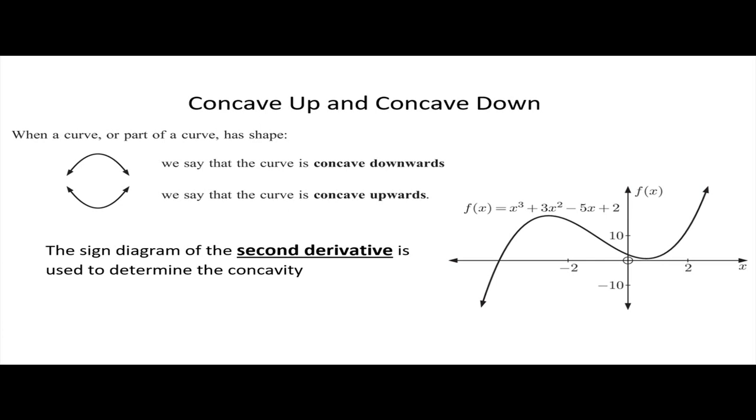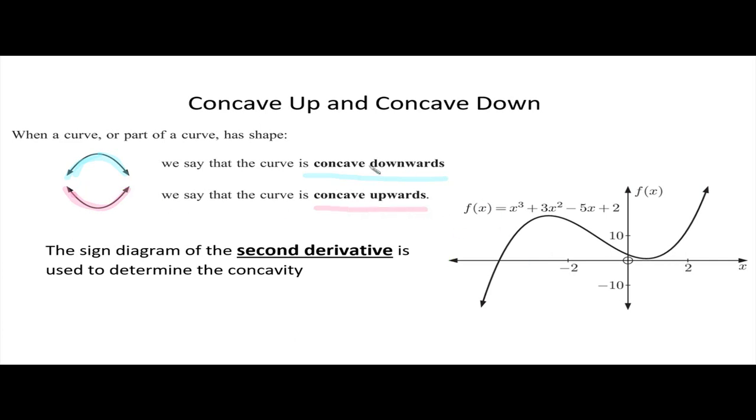Let's talk about the shape of a function. The shape of a function can either be considered concave up or concave down. Concave down would have a shape kind of looking like an upside down parabola. Now concave up would look like a parabola, kind of like a happy face that's opening up.